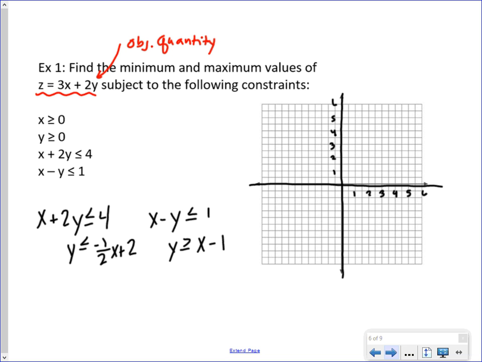Did you get y is less than or equal to negative 1/2 x plus 2? And did you get y is greater than or equal to x minus 1? Yeah. Remember that when you divide by a negative, you have to flip the inequality sign?